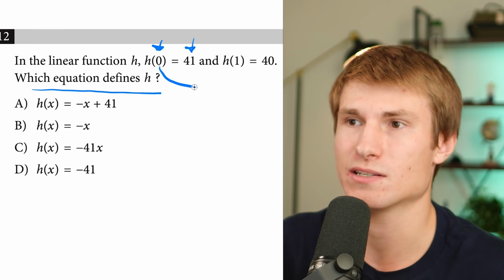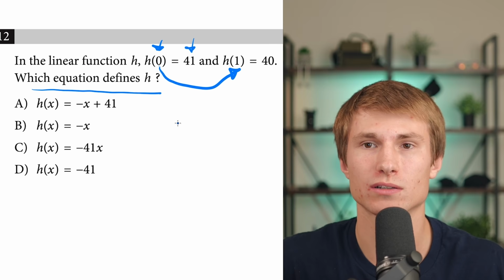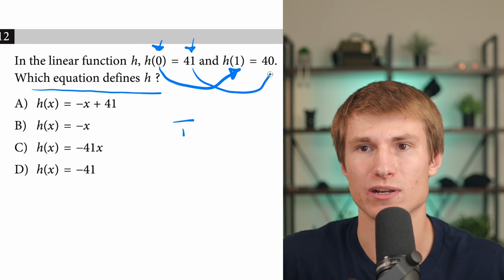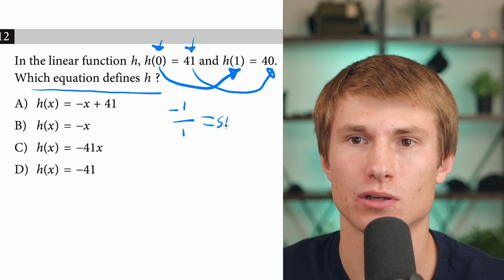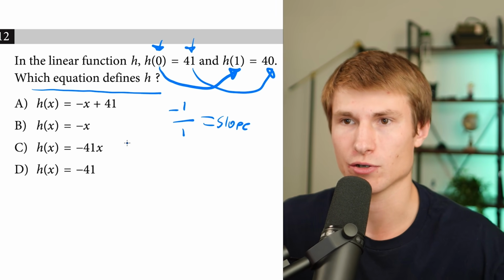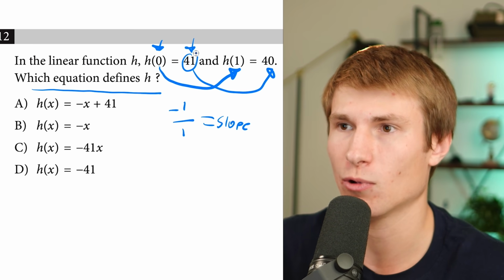Well, immediately what I see here is that we are moving over 1. If we go over 1, we see that we are going down by 1, from 41 to 40. So negative 1 over 1 is going to be our slope, a negative 1 coefficient for our slope. Now we have our y-intercept of 41, and we have our slope of negative 1.